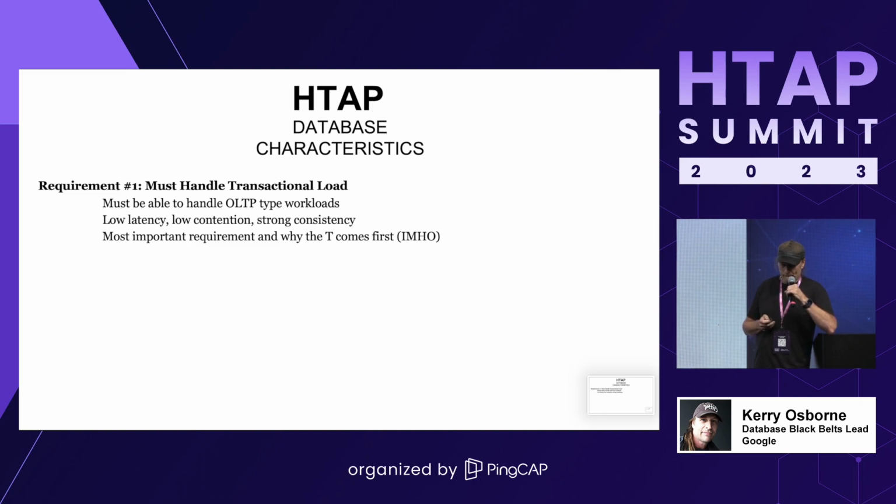And the transactional piece, I do believe, is the most important part, right? It's the most important thing. And that implies, in my mind, that we have a row-oriented format, right? That's the way most of the transactional databases are built, and there's a reason for that, right? It's better at that kind of workload.